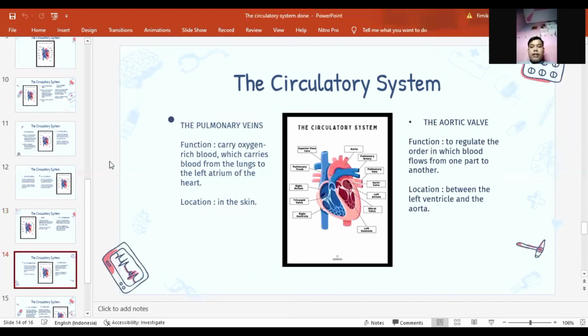The circulatory system, number 9, is the pulmonary veins. The pulmonary veins carry blood from the lungs and pour it into the left atrium of the heart. Number 10 is the aortic valve. The aortic valve, the main door of the heart between the left ventricle and the aorta, plays a role in regulating blood flow from the heart to the rest of the body.